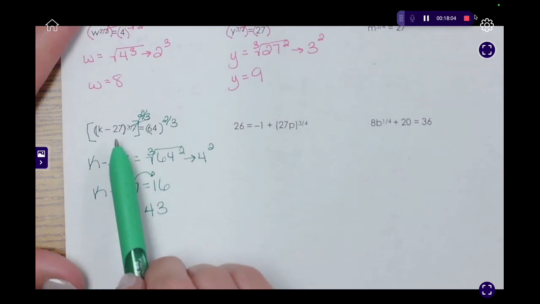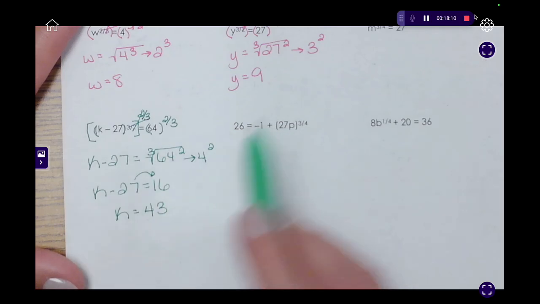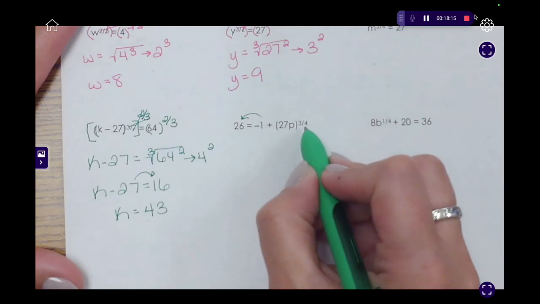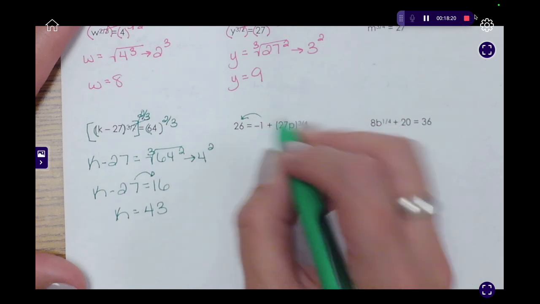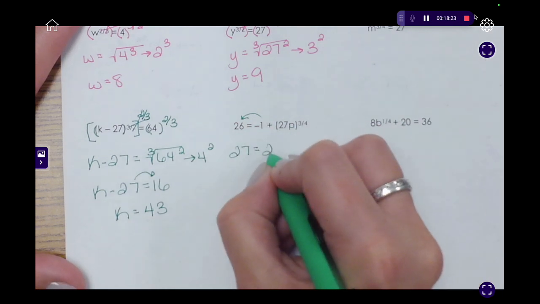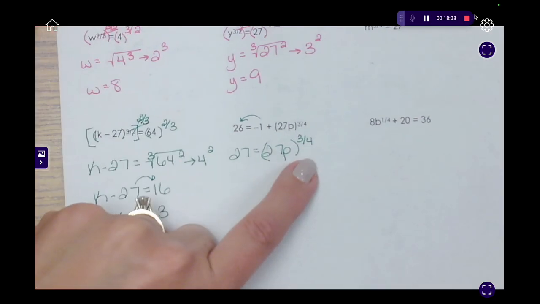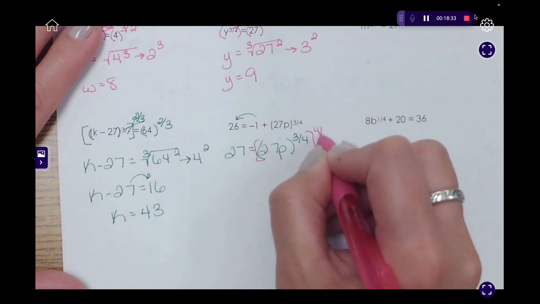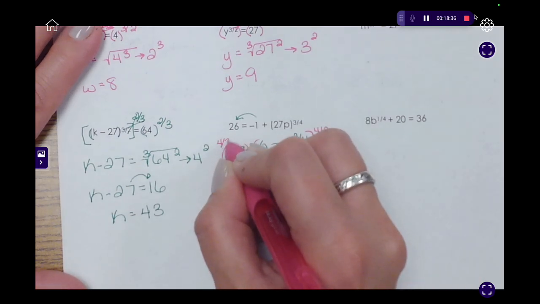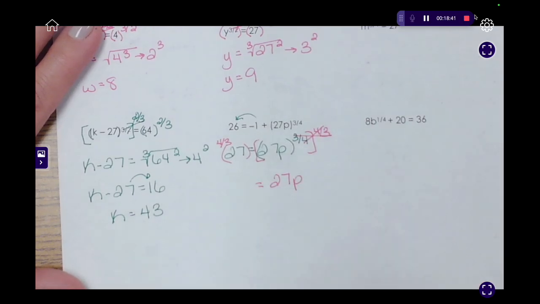Now, the difference between this one and looking over here at this one, I only have parentheses around this part, so that tells me I need to move that 1 over first. So the only thing that's being raised to the 3/4 exponent is the 27 and the p right here, so I have to move that 1 over first. So I'm going to add 1 over there. So now I can get rid of that fractional exponent. So now I'm going to raise this side to the 4/3 power, and the same on this side. So that's going to cancel and just leave me with the 27p.